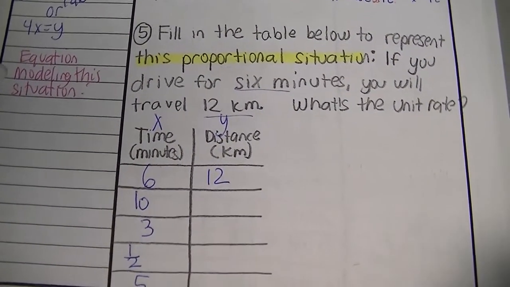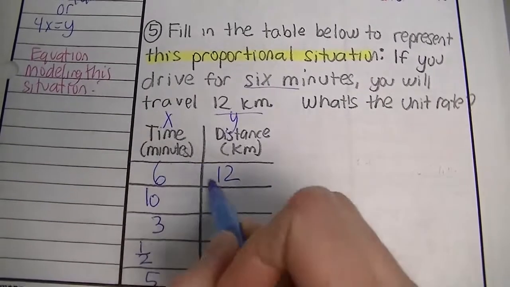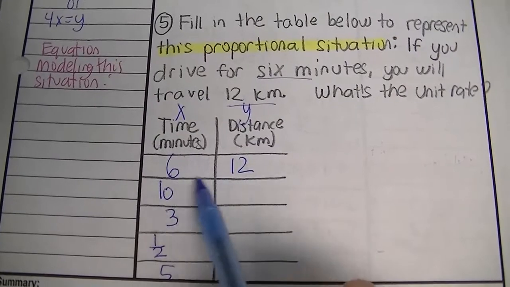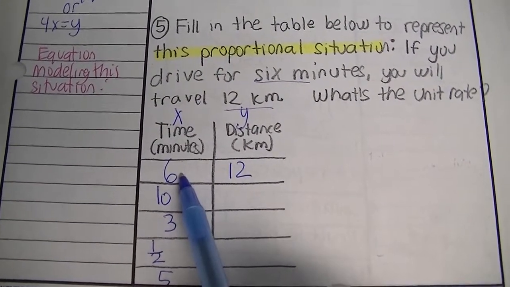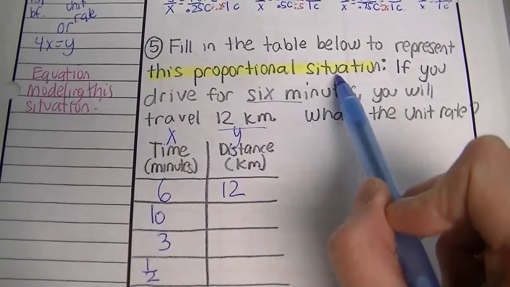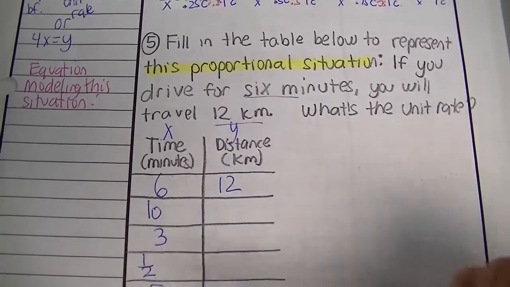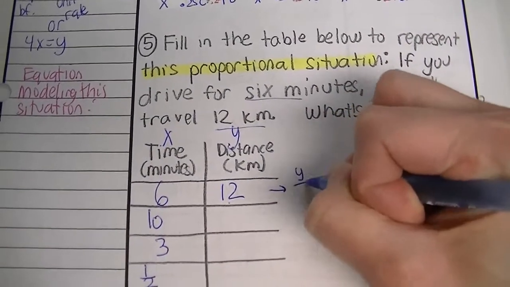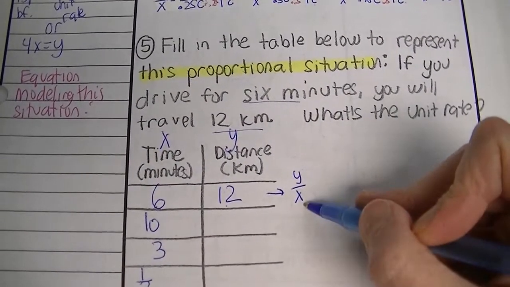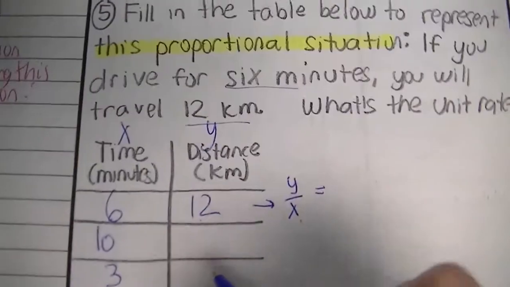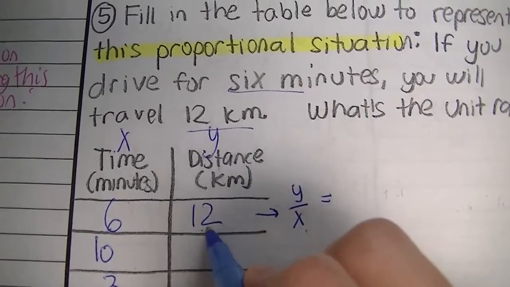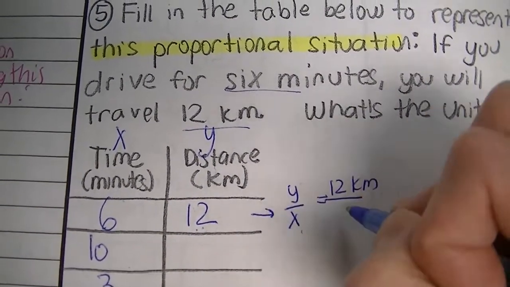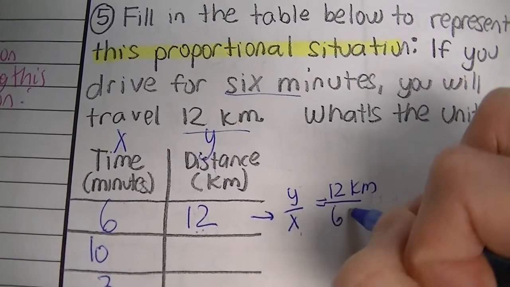So we need to find the unit rate. Here we only have one of the values. They only give us this information. But you should know that because this is a proportional situation, it's going to have the exact same unit rate. To find the unit rate, we must go y divided by x, your dependent variable divided by your independent variable. Let's label everything. y is distance, distance on top. So 12 kilometers. And if you go 12 kilometers, you had to travel for 6 minutes.